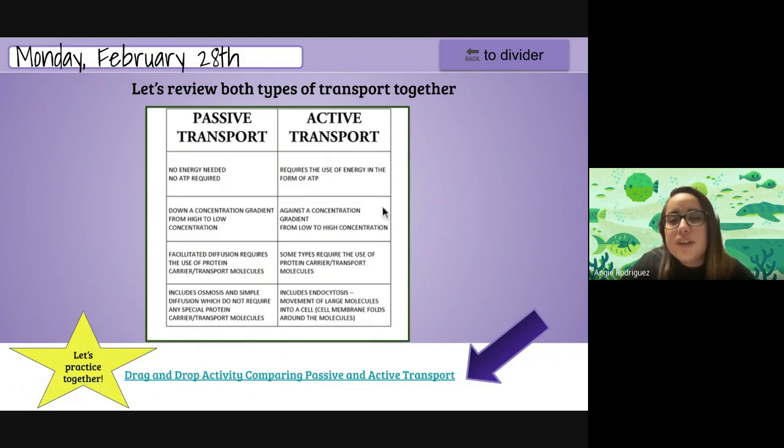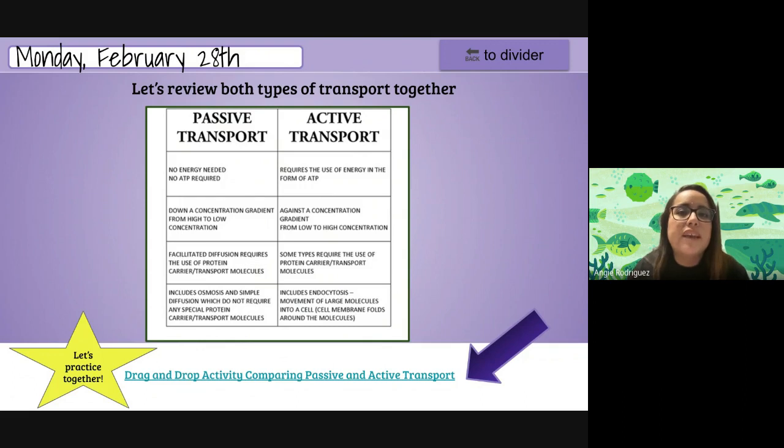Then for active transport, like the endocytosis, exocytosis, right? And the sodium potassium pump that we covered, all those are active transport. They all are going to require ATP or energy. These, remember, are going to go against the concentration gradient. So again, what does that mean? That means it's going to go low to high, going against the sky, right?